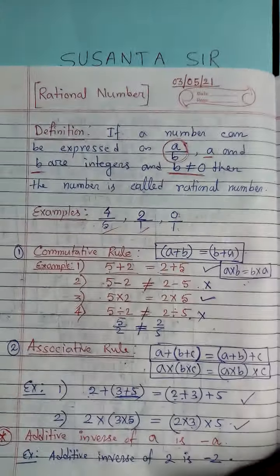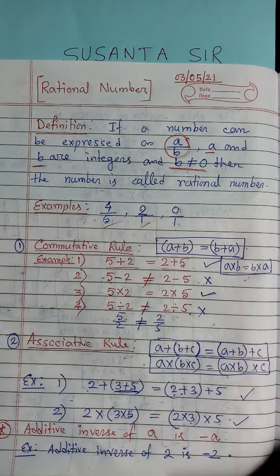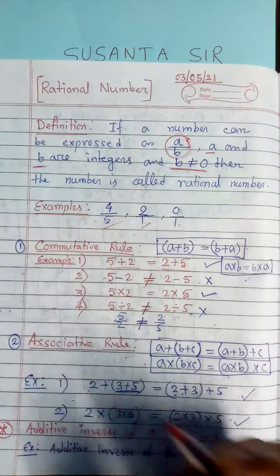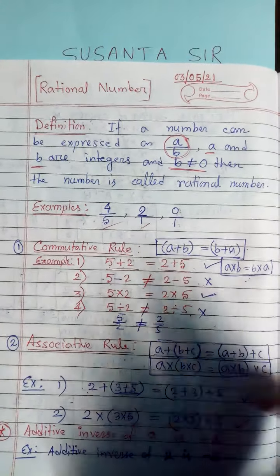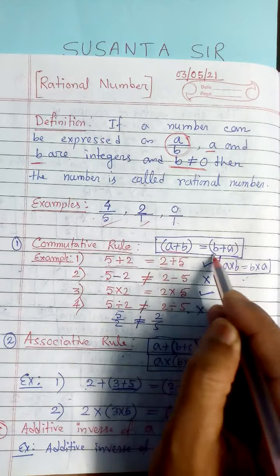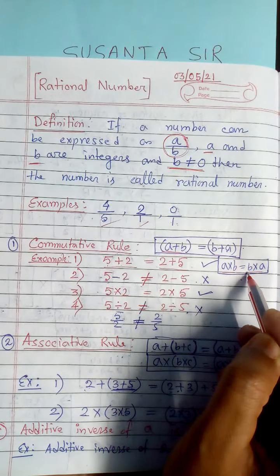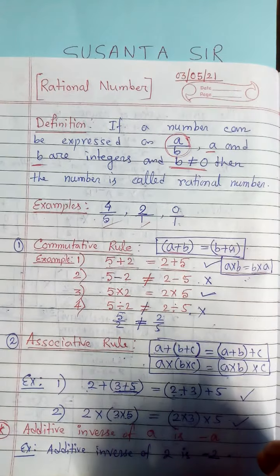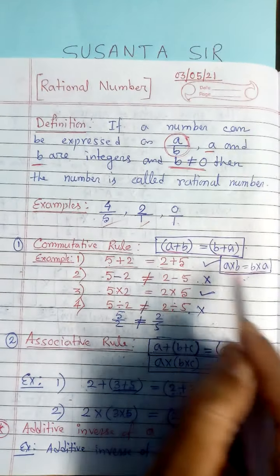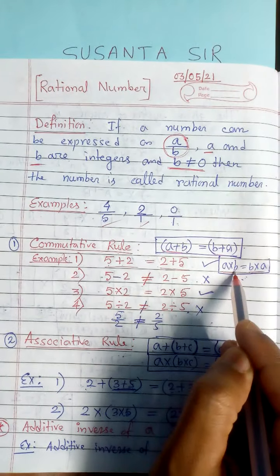Now some important properties of the number system. Firstly, the commutative rule. What is the commutative rule? See, we know that a plus b and b plus a is the same. A into b, b into a is also the same. These are the commutative property. That means for addition and multiplication the property is satisfied.